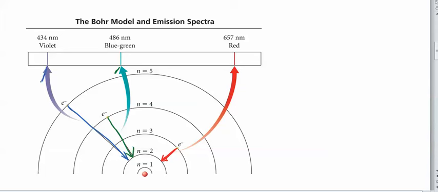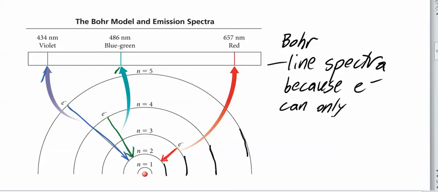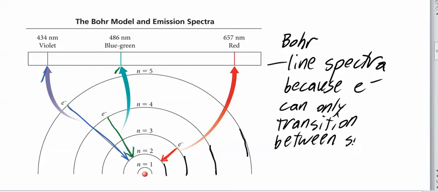So because the electron can only travel in one orbit or another, that means that it can only make certain transitions between them and is only going to emit specific colors of light. So according to Bohr, you get these line spectra because the electron can only transition between specific orbits.